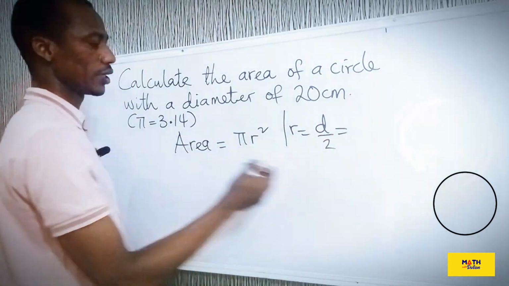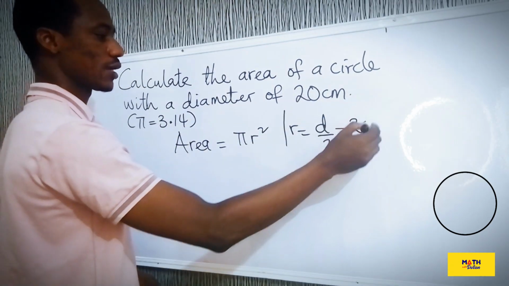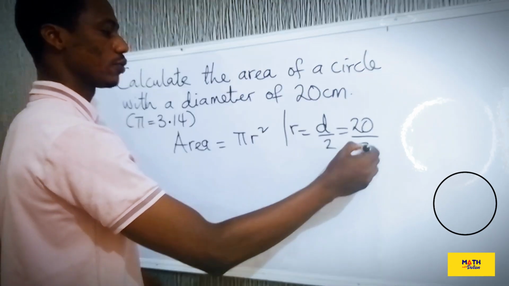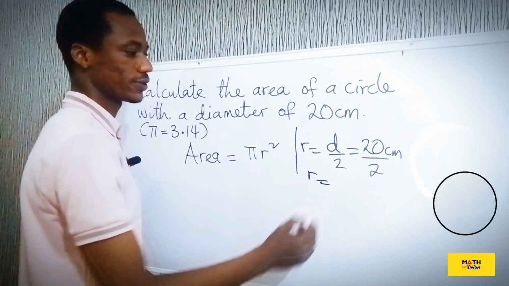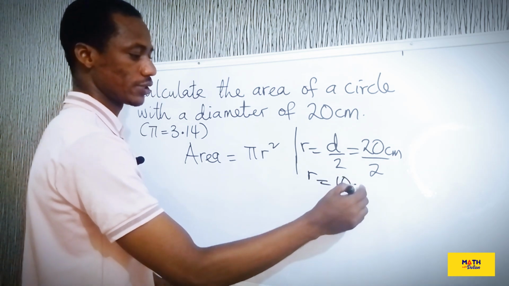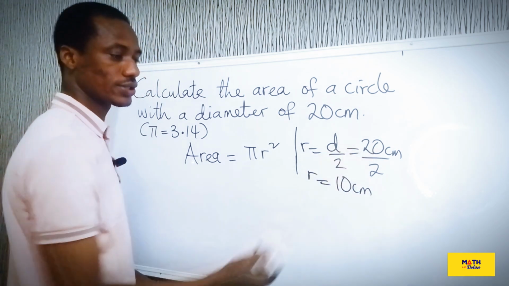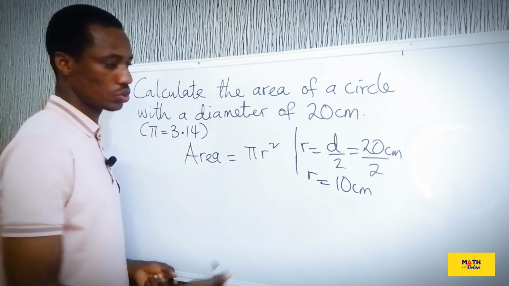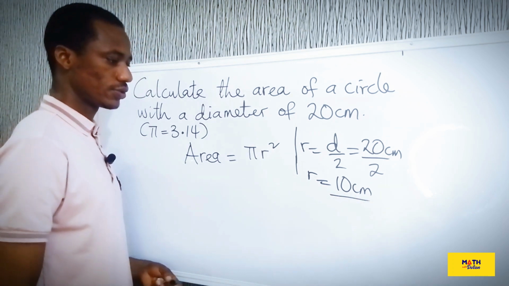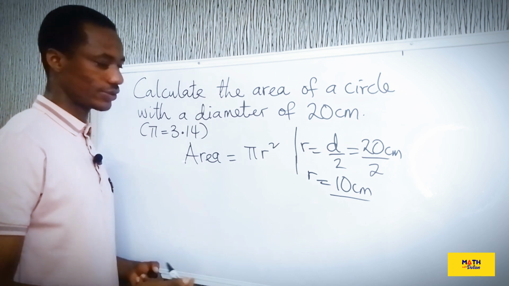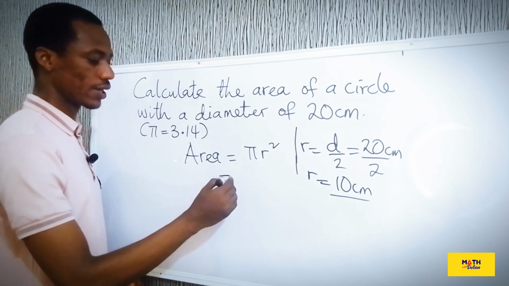So we're given diameter as 20 centimeters and then we find half of it. So radius equals 10 centimeters. That's 20 centimeters divided by 2, that's 10 centimeters. Now that we have our radius, let's calculate the area.